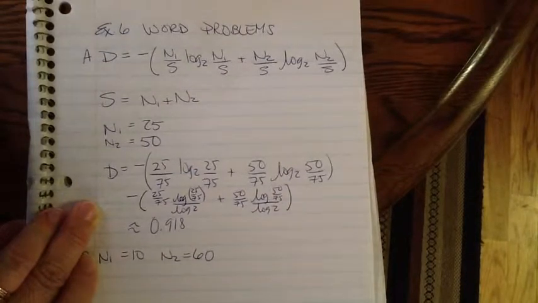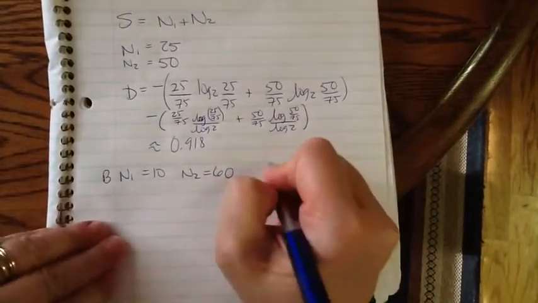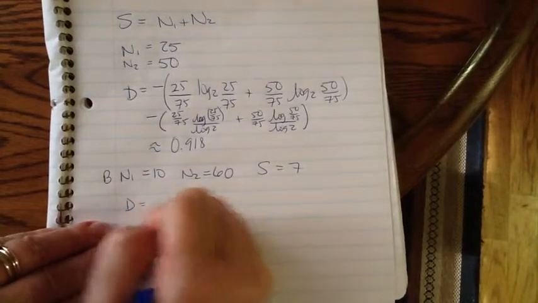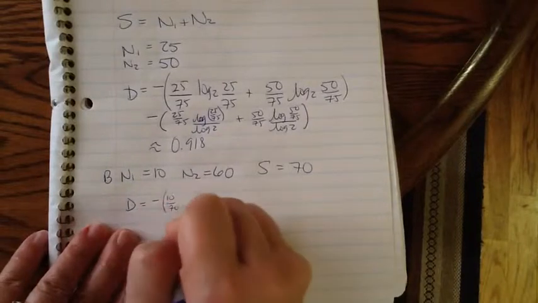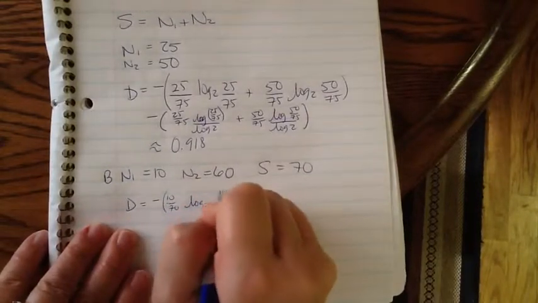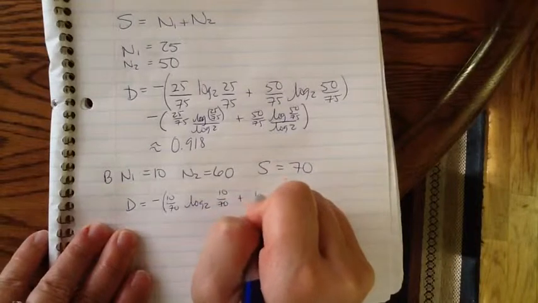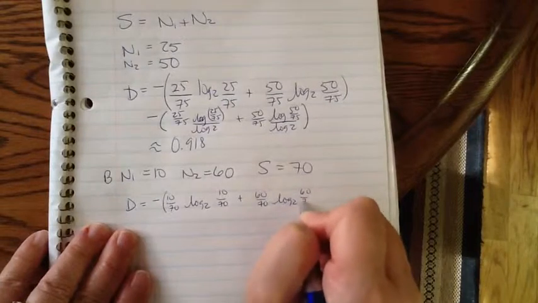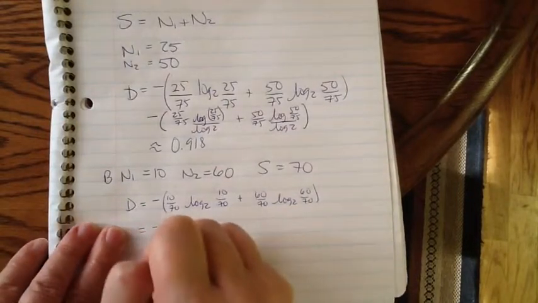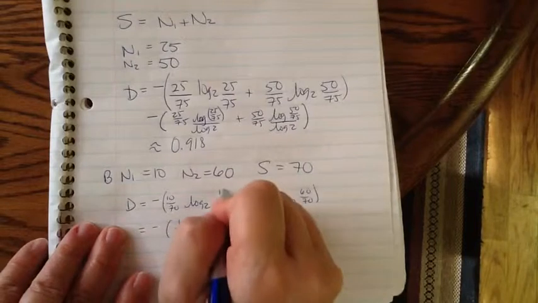And we could do the same thing by changing, we got another ecological environment, and now we have 10 and 60, and you're going to do the same thing with this 10 and 60. So S happens to be 70, and you are going to write negative 10 over 70 log base 2 of 10 over 70 plus 60 over 70 log base 2 of 60 over 70. You're going to use the change of base formula. I'm just going to get rid of the zeros.